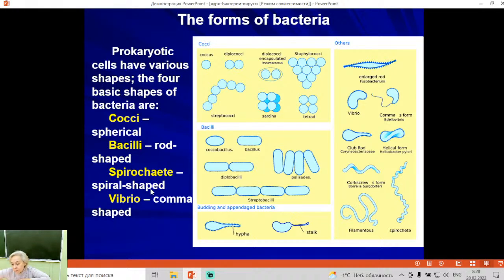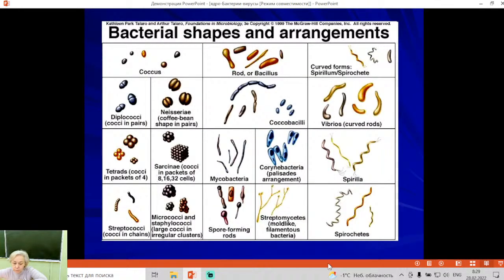Spirochetes, spiral shape. Typical spirochete you see on this picture. And vibrio, comma shape. Typical vibrio you see on this picture. And other intermediate shapes between one or second types. And different shapes of bacteria you can see on this slide. Coccus, diplococcus, bacillus, spirilla, vibrio.